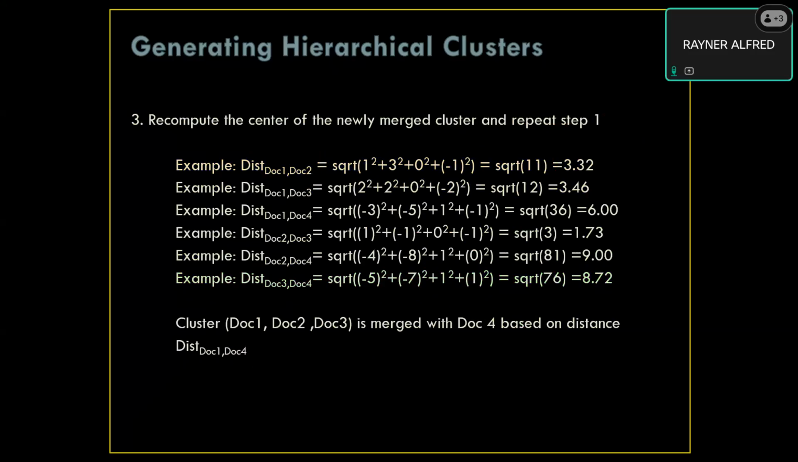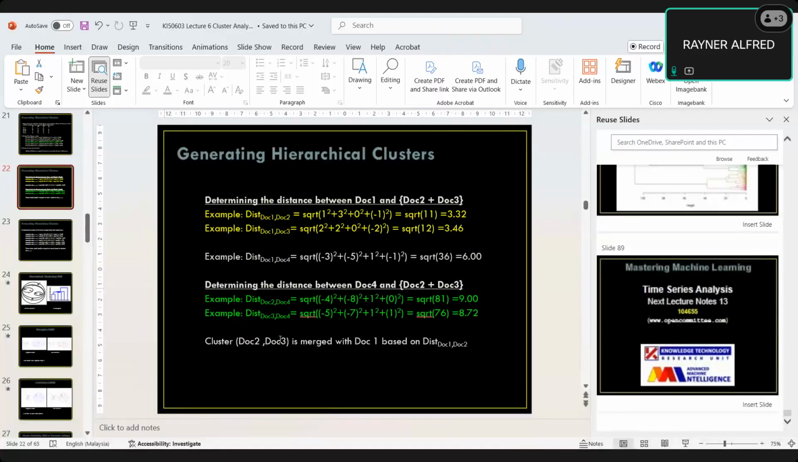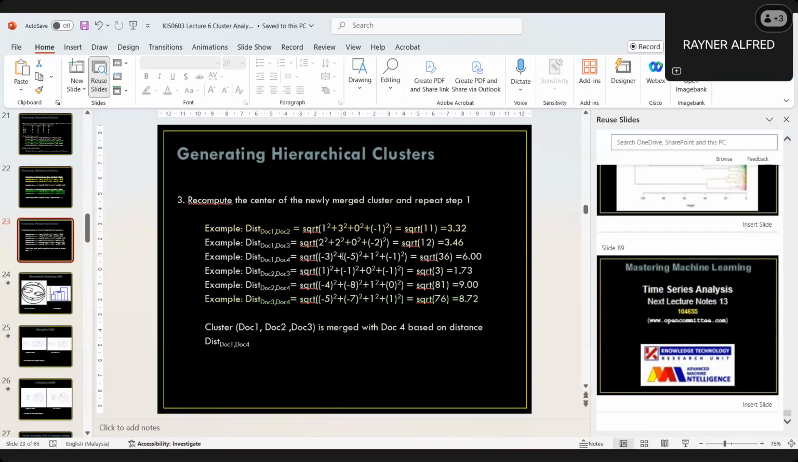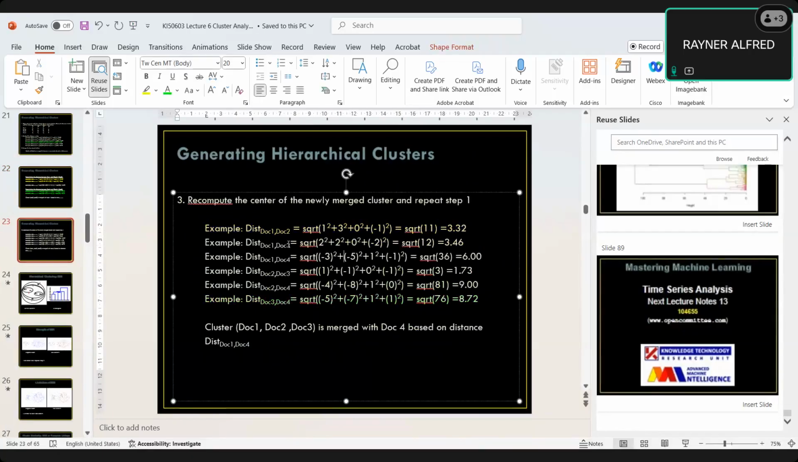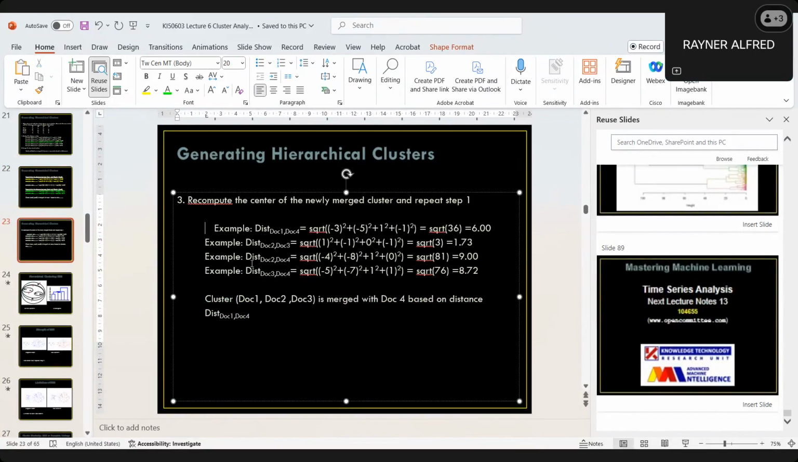Okay, so for this one, I copy this one. So basically, since we're combining 1, 2, 3, so 1, 2, 3, we don't need that one. We have that one.